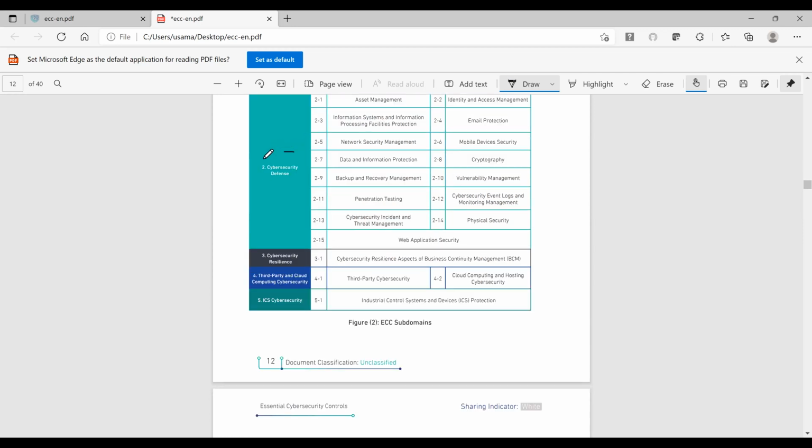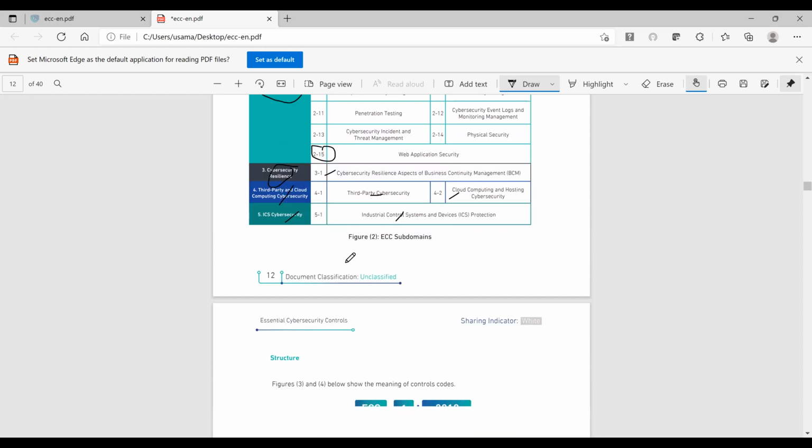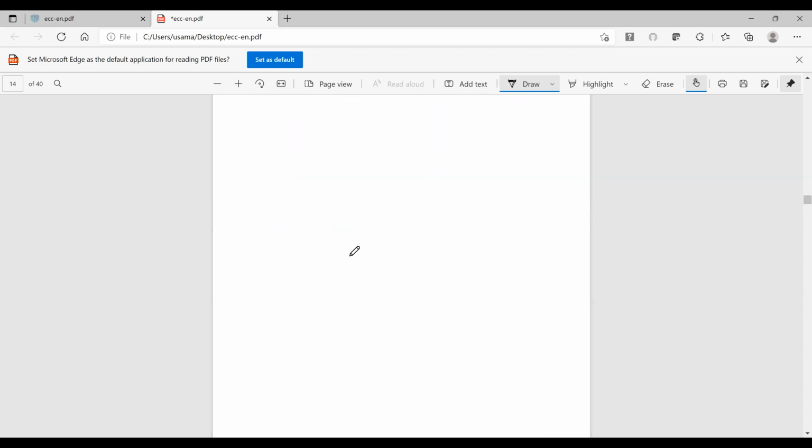Then the second domain will be the cybersecurity defense, with 15 subdomains. Third, the resilience, and we have only one control. Then we have the third party and cloud computing, with 2 controls. And finally, we have the industrial control systems cybersecurity, with only 1 control.